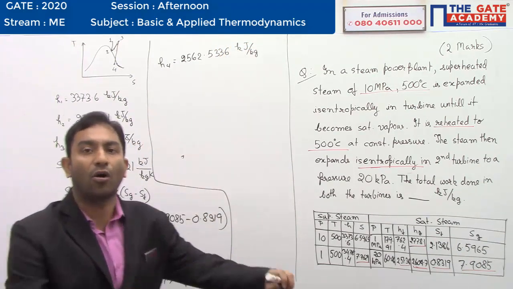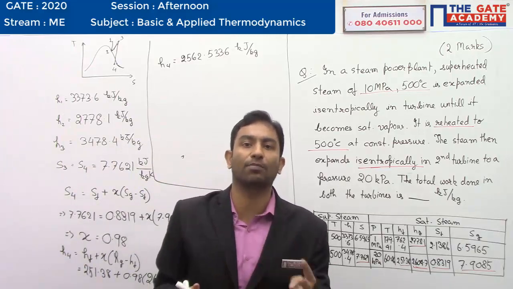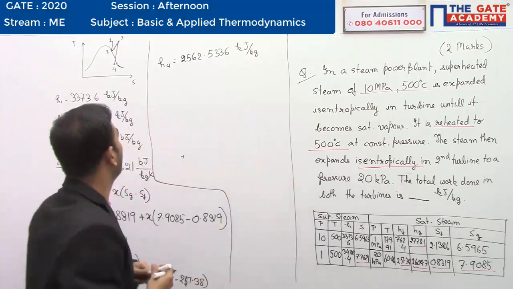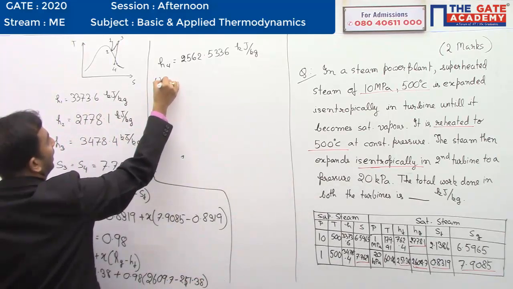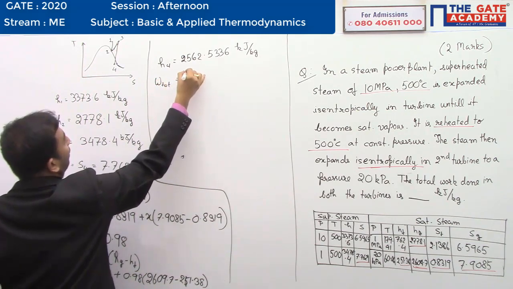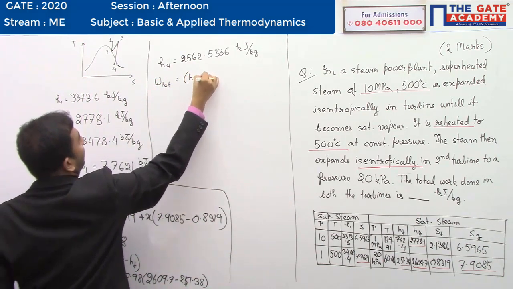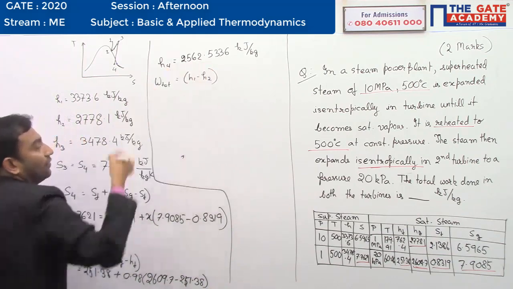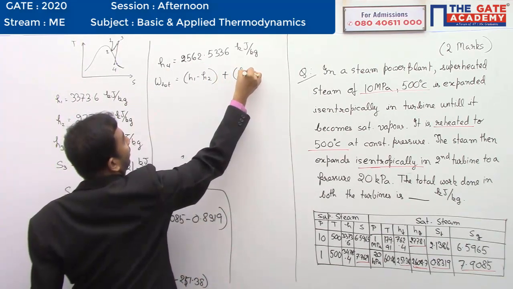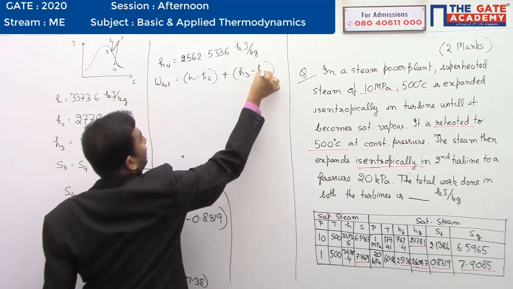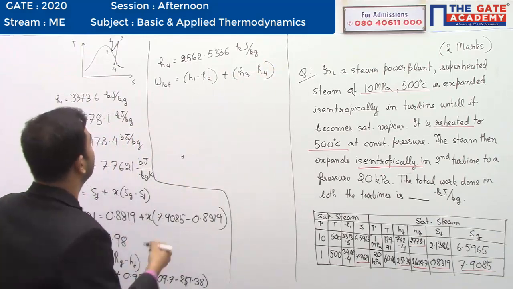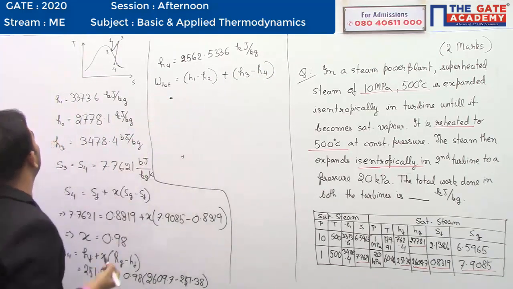Now we have got all the enthalpy values at all the points, point 1, 2, 3 and 4. Now the total work done by both the turbines is equal to nothing but H1 minus H2. This is the work done for the first turbine, plus H3 minus H4. This is work done by the second turbine. So I'll simply have to put the values over here.